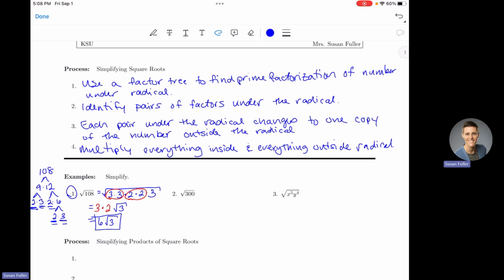All right, so let's do this. I'm going to start by breaking 300 into its prime factorization. So I know that 300 is 100 times 3. 3 is the end of the line, but 100 can be broken down into 10 times 10. And each of these can be 2 times 5. 2's the end of the line. 5 is also the end of the line. So that means I can write the square root of 300 as the square root of 2 times 5 times 2 times 5 times 3.